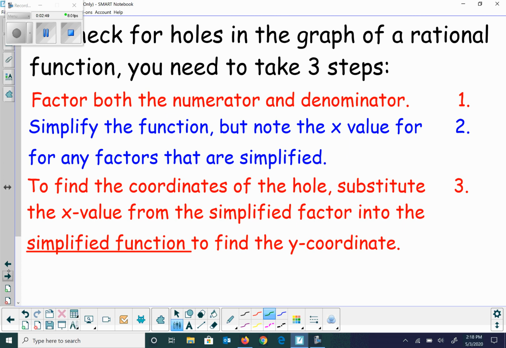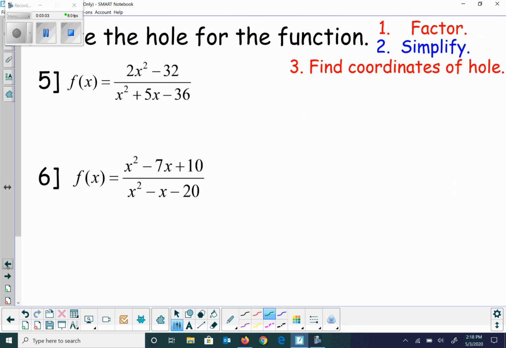Okay, so check for holes. Factor both the numerator and denominator. Simplify the function, but note the x value for any factors that are simplified. To find the coordinates of the hole, substitute the x value from the simplified factor into the simplified function to find the y coordinate. You're like, what? Yeah, it will make sense in a sec.